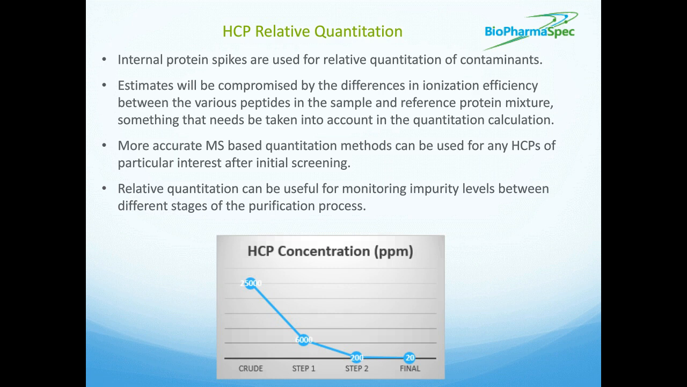After this stage, there are more accurate mass spec-based methods to use to quantitate, and these will provide a more accurate number for host cell protein amount. However, relative quantitation is very useful in monitoring the clearance levels of host cell proteins throughout the manufacturing and purification process. And then, again, at the end of the process, we would expect to see less than 100 parts per million.